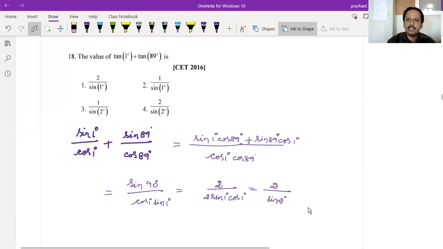Then let's have a look at the next question. 2 by sine 2 degree, which means the fourth option. Now let's go to the next question.